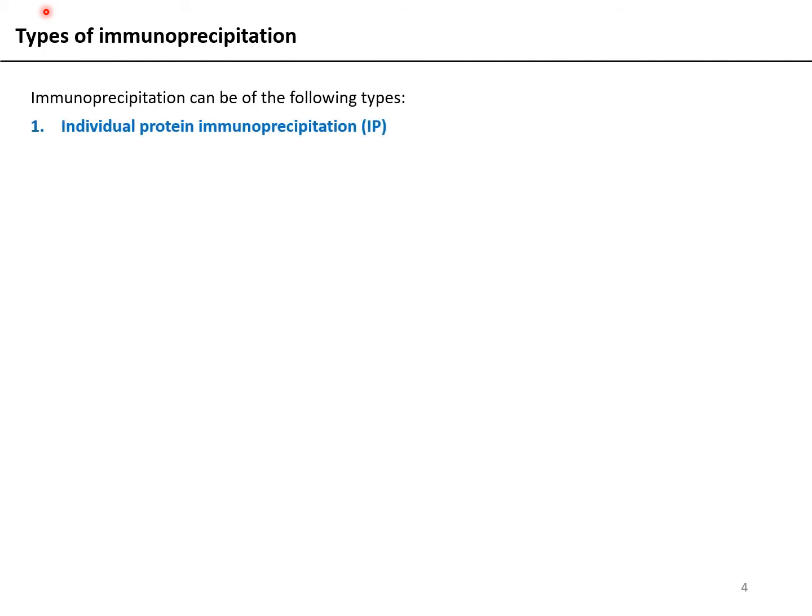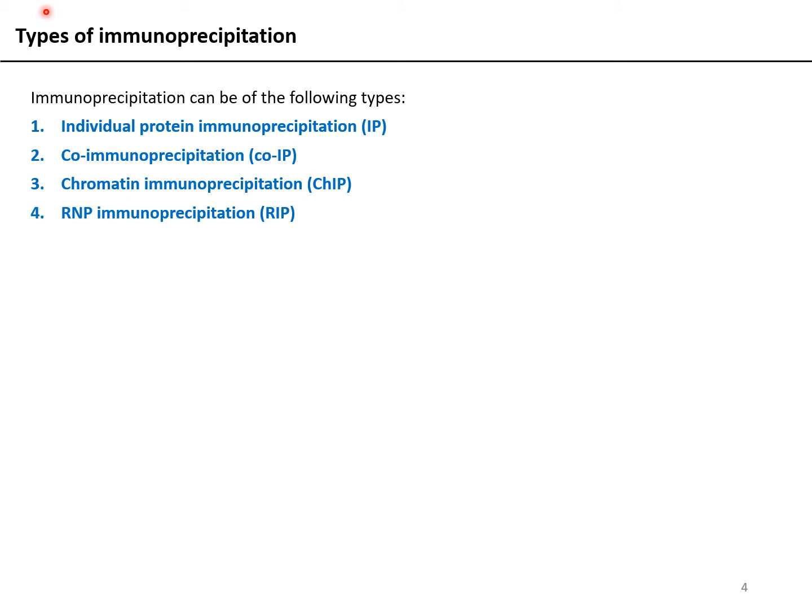So next, coming to the types of immunoprecipitation. Immunoprecipitation can be of the following types: individual protein IP, co-immunoprecipitation or co-IP, chromatin immunoprecipitation or ChIP, and RNP immunoprecipitation or RIP. To begin with, we will first discuss individual protein immunoprecipitation.